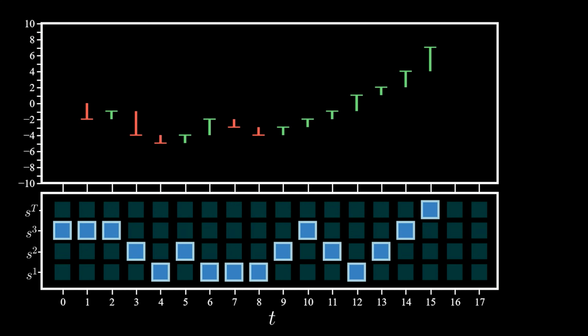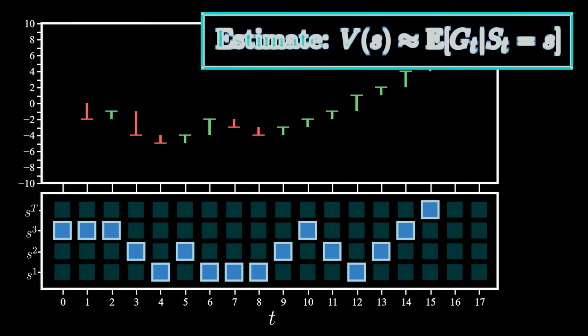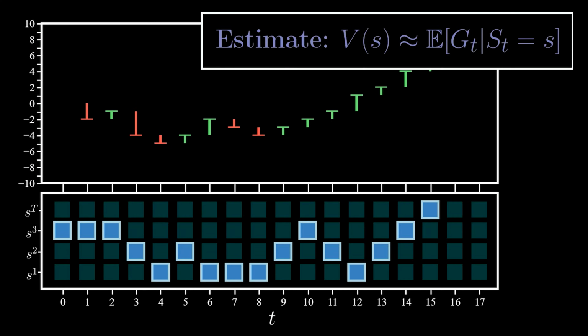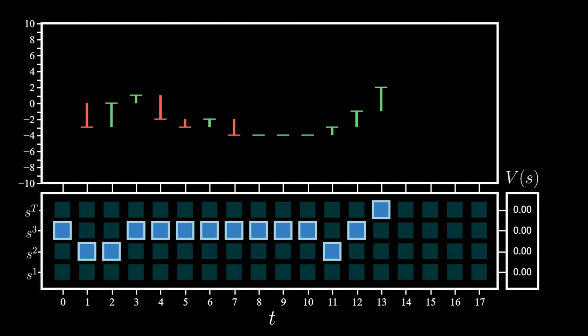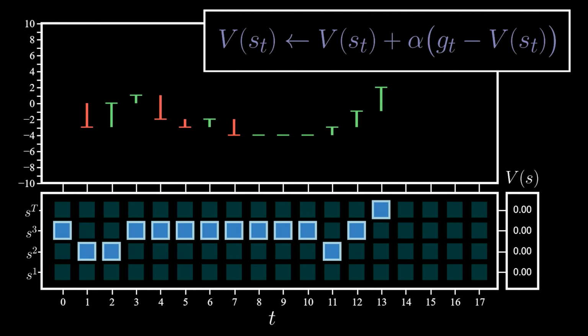For example, the return G3. It's just the difference between the levels at t equals 3 and the end of the episode. Next, let's remember our goal in evaluation. It's to estimate the value of each state, which we do with a table. We refer to that with a capital V. Now, what happens in constant alpha MC is we sample an episode to completion, then we'll apply this update rule for each time step of every episode. Let's see that for a few more episodes.